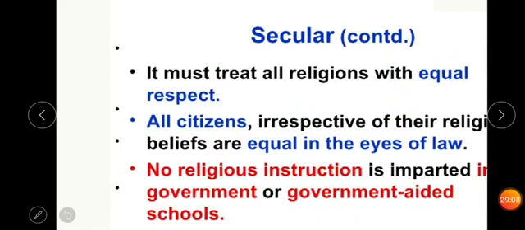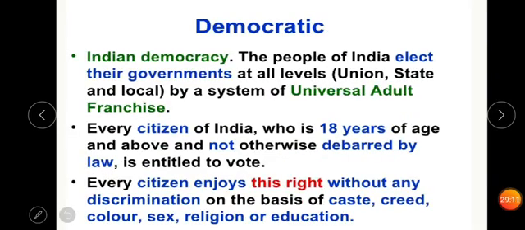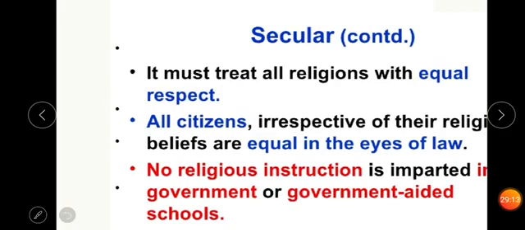Now we will talk about secular. India is a secular country. Why? Because the term secular was a later addition to the constitution. It was realized that the fraternity and unity of a pluralistic country like India could be established only on the foundation of secularism.